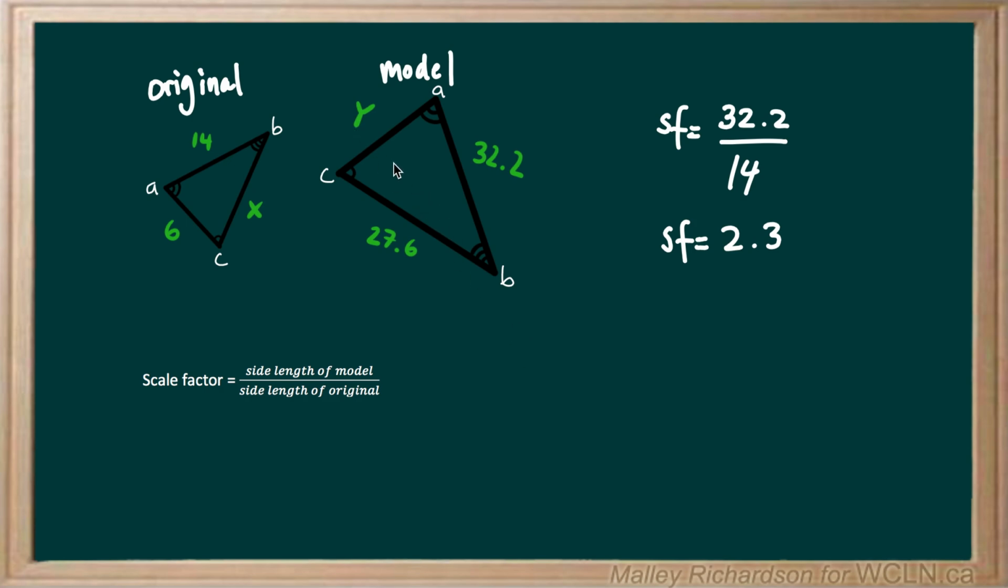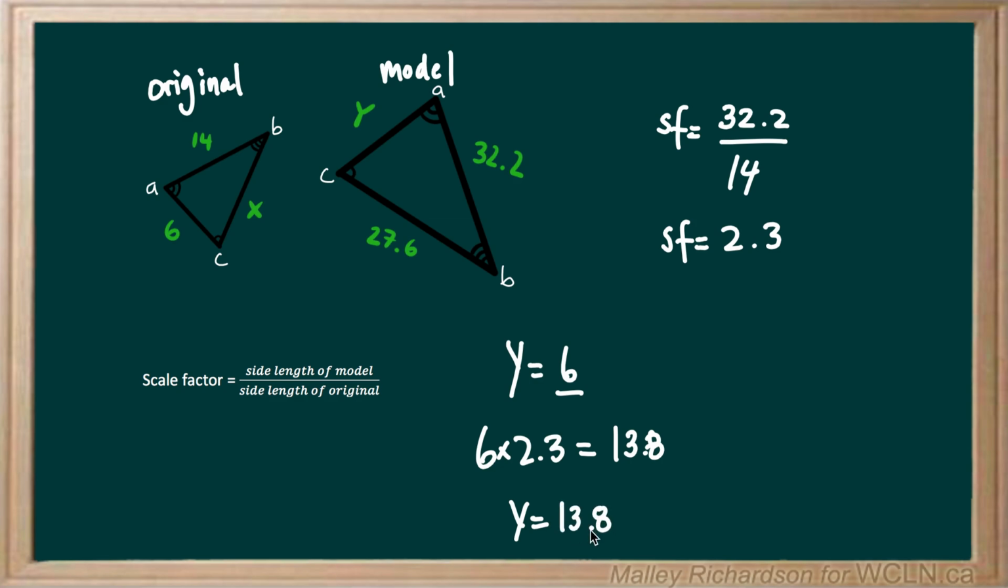We first have to find what side length CA in our model corresponds with in our original. Well, CA in the original is 6, so that means y corresponds to 6. So we take our corresponding side, 6, and multiply it by our scale factor. So 6 times 2.3 gives us 13.8. So that means y is 13.8.